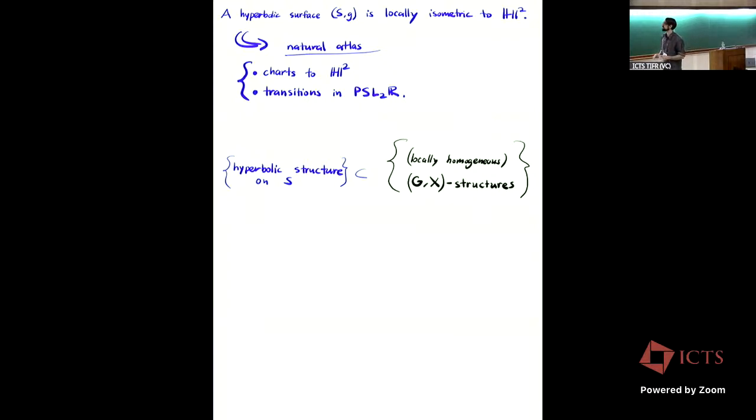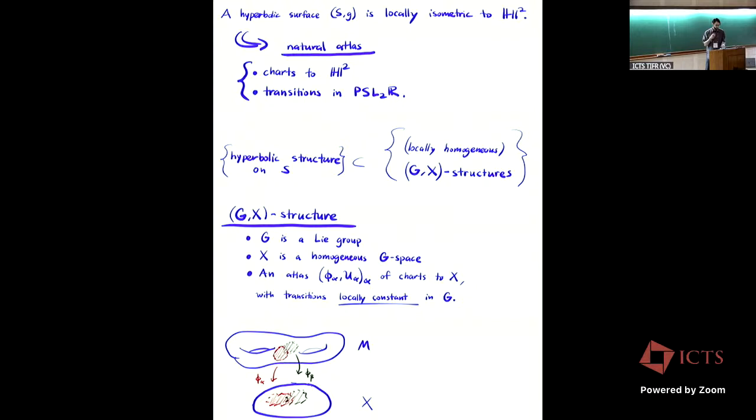For the rest of the talk, the words locally homogeneous will be implicit. But what do I mean by this? It's just a generalization of the structure we discussed. So we have some manifold M, say smooth manifold or topological manifold, and a GX structure on M is a special atlas. Here, G is some Lie group, and X is some homogeneous G space. You should think of X as replacing Euclidean space, so X is some model space, and G is some group of symmetries acting on X. And you have an atlas of charts of local homeomorphisms to the model space X, and the transitions are locally constant in G, just as we saw above.